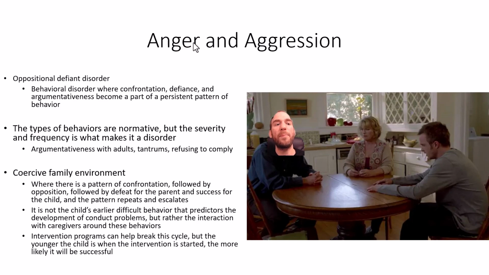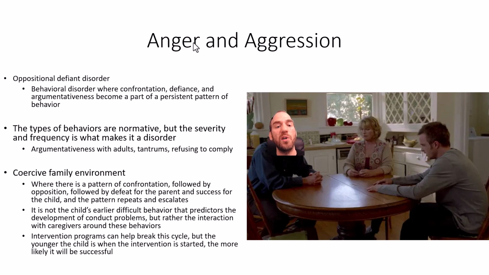Which brings us to oppositional defiant disorder, a behavioral disorder where confrontation, defiance, and argumentativeness become a part of a persistent pattern of behavior. It's important to note for all these things, anxiety, depression, oppositional defiant disorder, that they are basically just extreme manifestations of normal behavior. So you're taking a normal behavior, confrontation, defiance, and taking it to the nth degree, to such an extent that a child can't really operate in the world around them, and then it has damaging effects. The types of behaviors are normative, but the severity and frequency is what makes it a disorder.